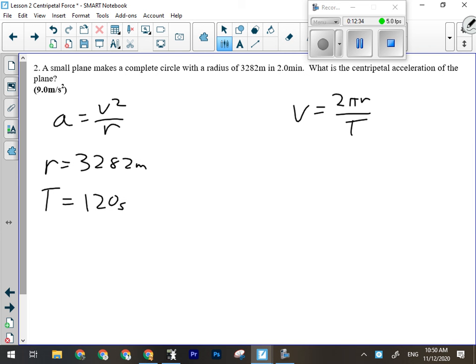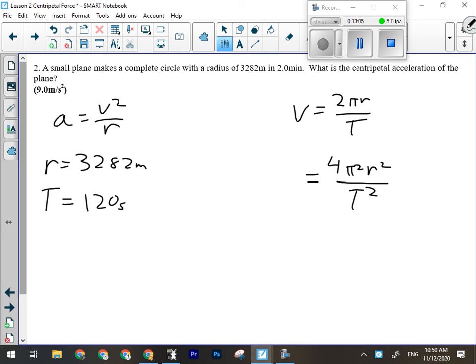In this formula, v is squared. So what do I need to do to that formula? Square it. Square everything in it. So what's 2 squared? 4. What's pi squared? Pi squared. It's a trick. What's r squared? Also a trick. R squared. And so forth. That's that formula squared.